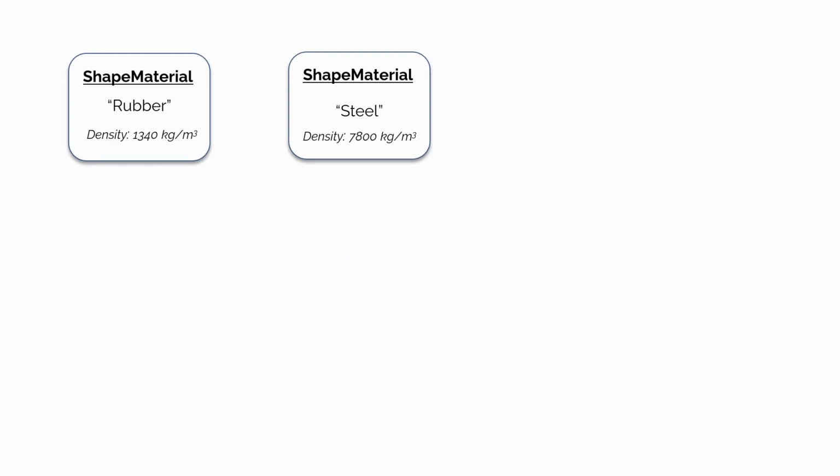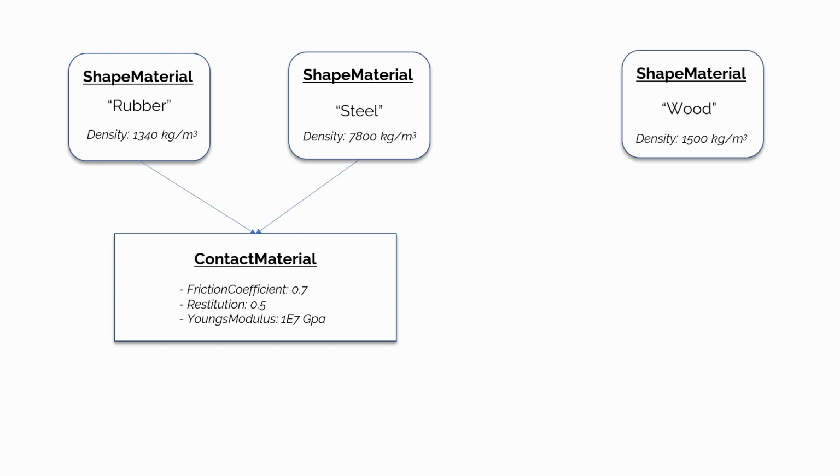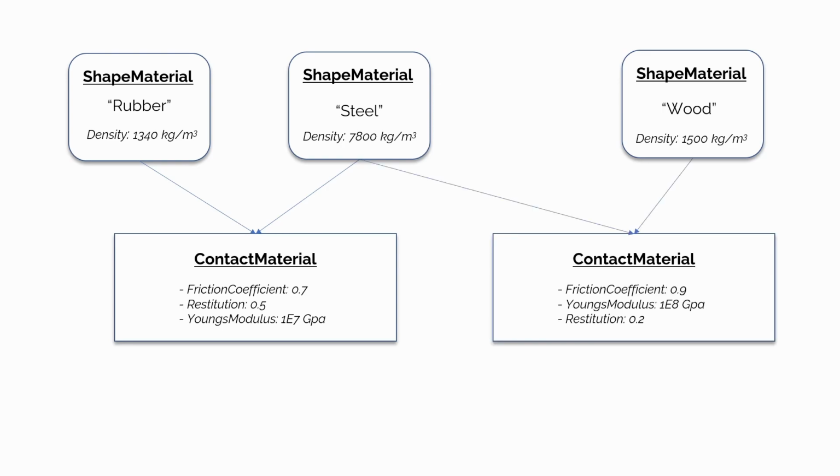So if we have a look once again, we have rubber, we have steel. We create the contact material and we associate the rubber and the steel. So when they collide, we know which friction coefficient will be used. We use that table value for the restitution, the YoungsModulus, etc. If we introduce a third material like wood, we specify the density and we create a contact material.